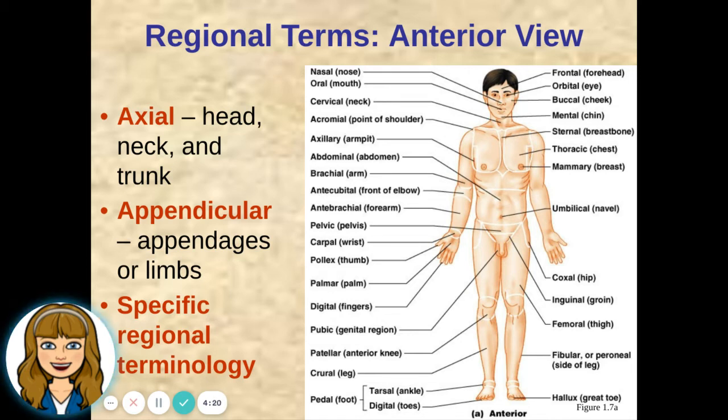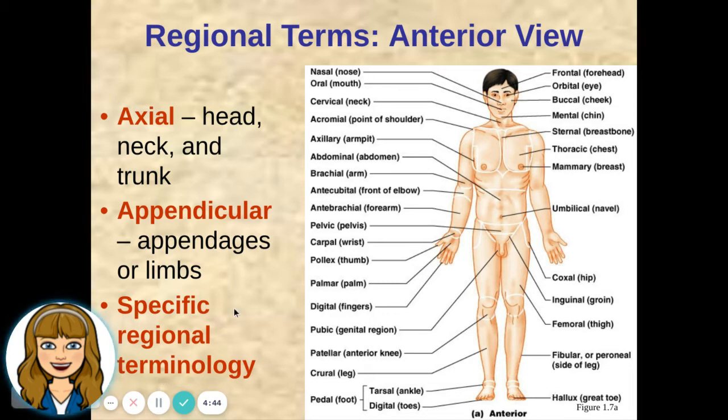Axial, your axial part of your body is your head, your neck, and your trunk. Your trunk is this part right here, okay? So it's not your arms, but it's this portion of your body. Appendicular are your appendages or limbs. So if it's not in the core of your body, the axial part, then it's appendicular. So your arms and your legs.